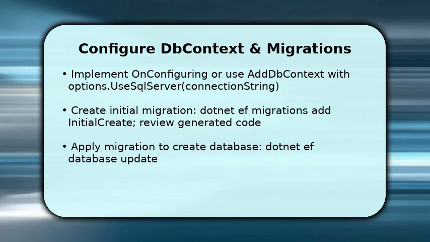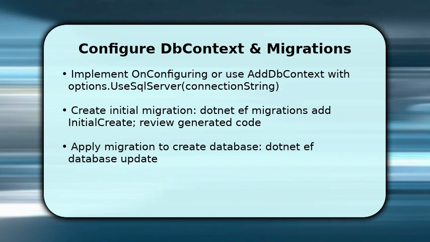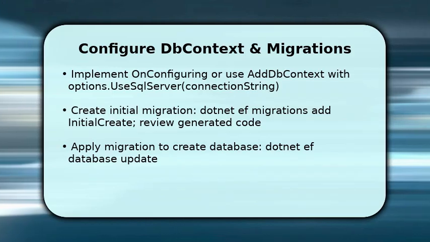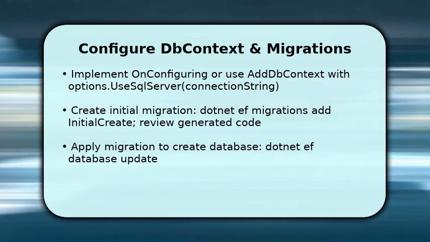Then open Package Manager Console or Terminal and run dotnet ef migrations add InitialCreate to scaffold the schema. Inspect the scaffolded migration to ensure column types and relationships match your model. Once satisfied, apply it with dotnet ef database update to create the database. Make sure your connection string points to the correct server.